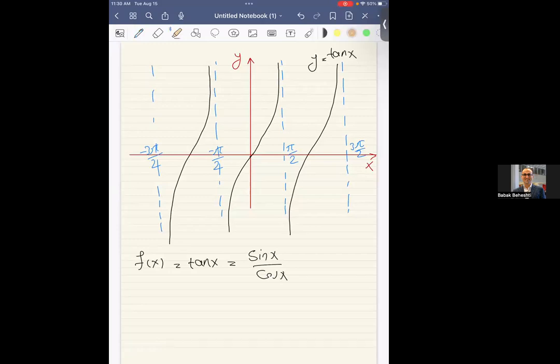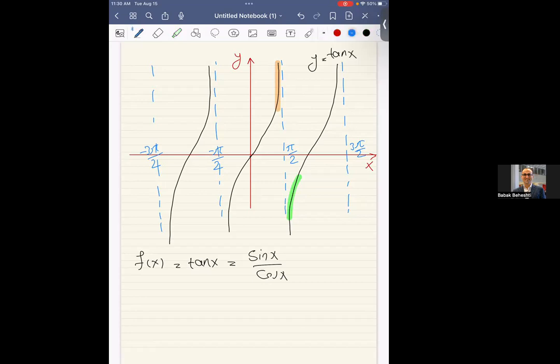Now, for example, when x goes to pi half from the left side, sine is positive and cosine is also positive, so it goes to positive infinity. But once you pass pi half, when you approach pi half from the right side, cosine is negative, so the whole thing becomes negative. In general, tangent is negative in the second quadrant, right? So it goes to negative infinity, and so on.